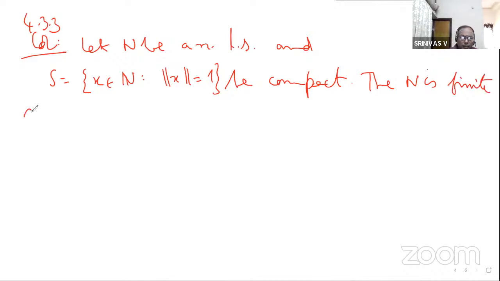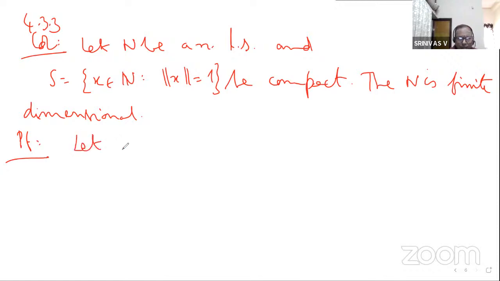Finite dimensional means what? When do you say a vector space is finite dimensional? When its basis has a finite number of elements. When the basis of a vector space has a finite number of elements, then we say that vector space is finite dimensional. How can we prove it?